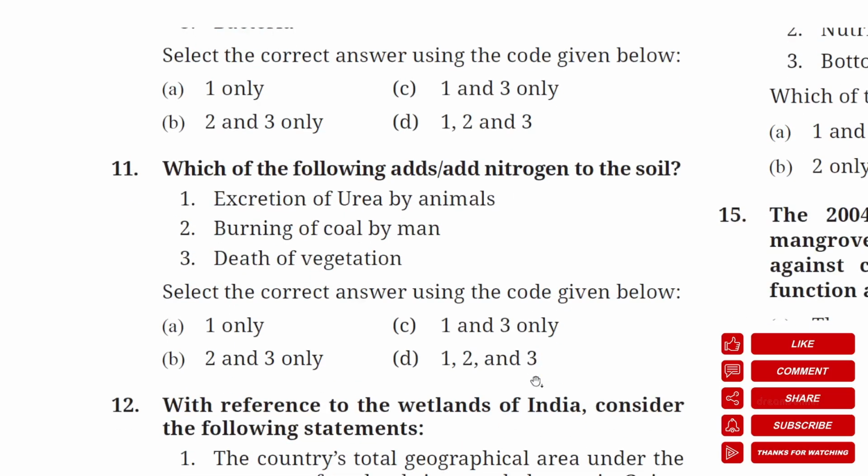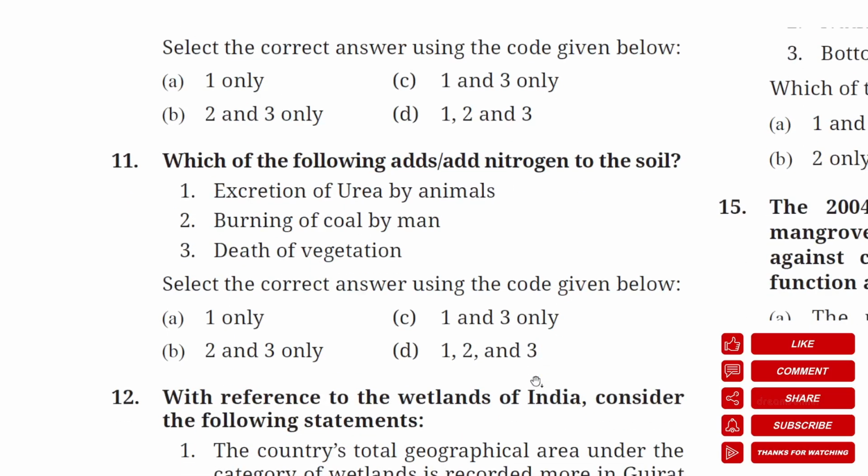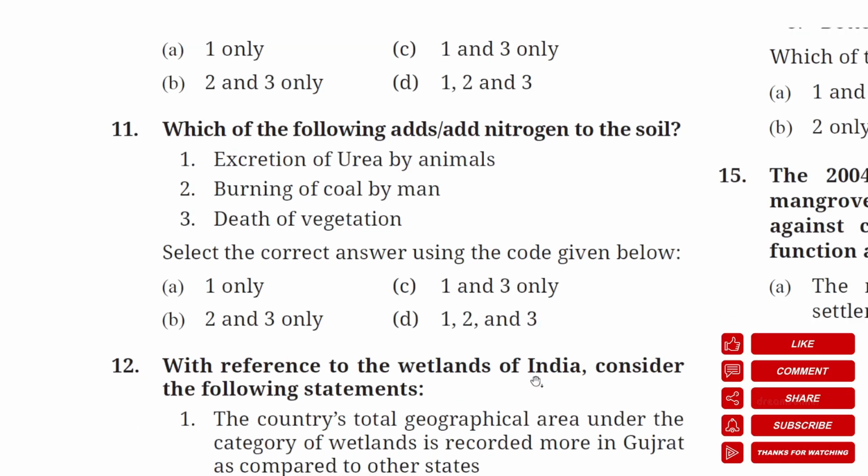Which of the following adds or add nitrogen to the soil? Option one, excretion of urea by animals. Yes, urea when excreted by animals obviously will go into soil. Okay. Burning of coal by man. No, burning doesn't add the nitrogen to the soil. That can be eliminated. Death of the vegetation does add. So answer should be 1 and 3 only. So C is the answer.